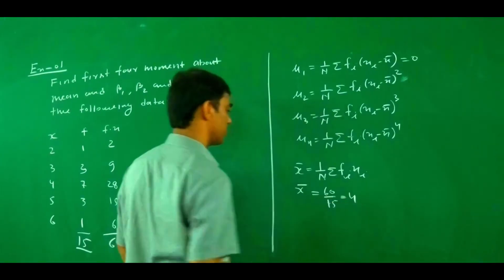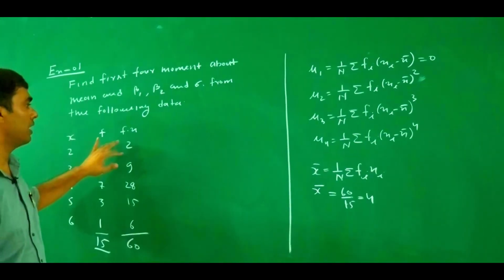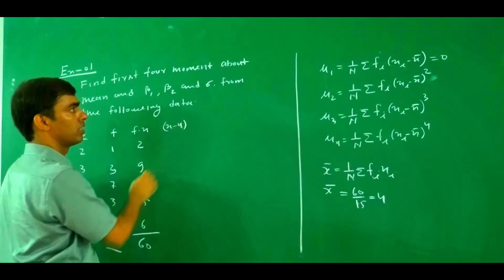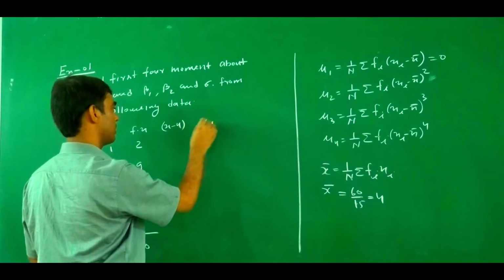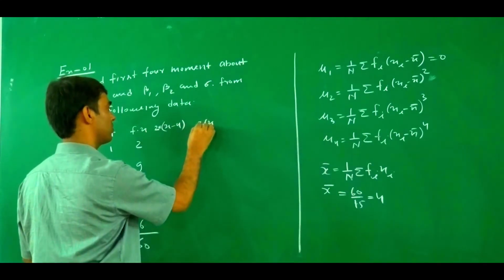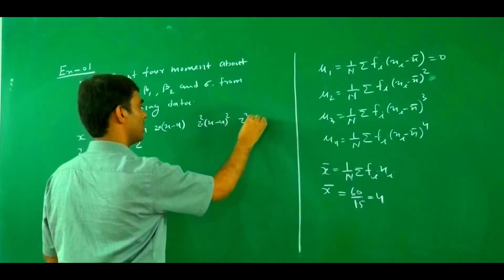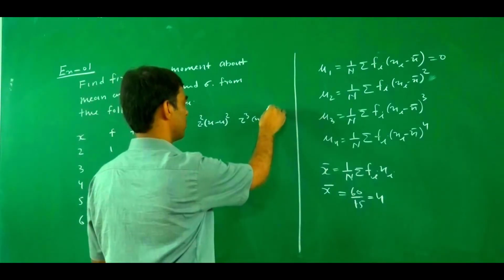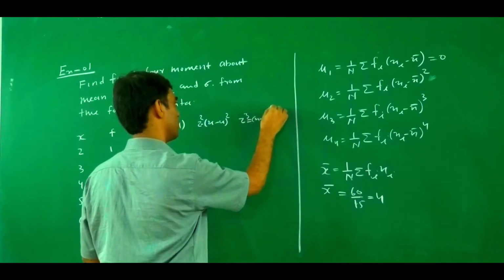What is the value for this one? This is 4. So here, first we find x minus x bar, meaning x minus 4. We denote this by z. Z square equals x minus 4 whole square. Z cube equals x minus 4 whole cube.